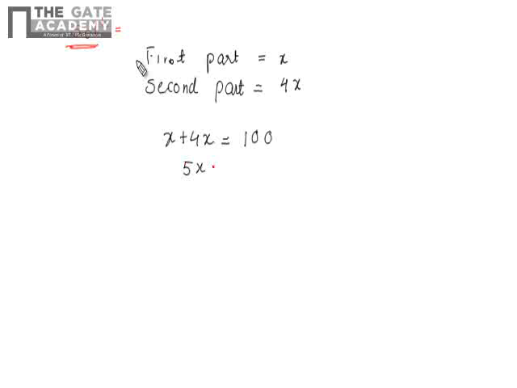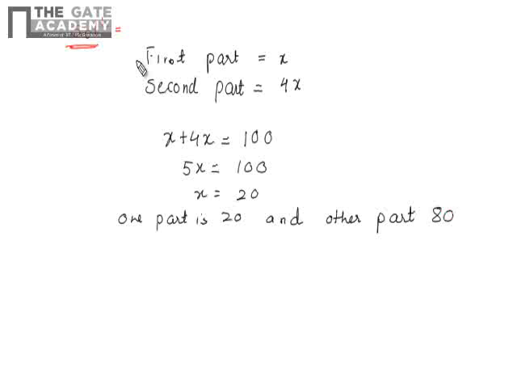Now 5x is equal to 100, x is equal to 20. Therefore one part is 20 and the other part is 4x, that is 80. So you just have to focus on how to convert those word problems into equations, then it is very easy to solve.